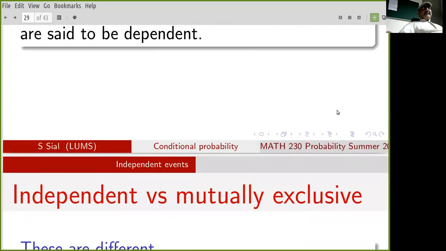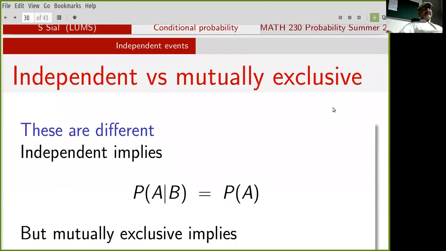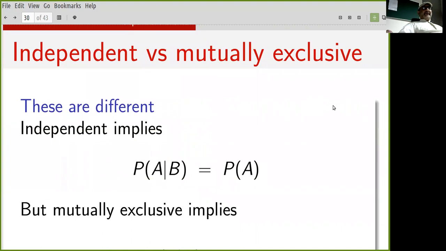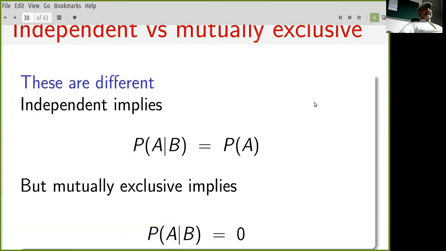Now, be a little bit careful here. I've seen often that there's a confusion of students. They forget the definitions or they mix up the definitions. Independent is not the same thing as mutually exclusive. Independent will imply that the probability of A given B is equal to the probability of A, and the probability of B given A is equal to the probability of B.